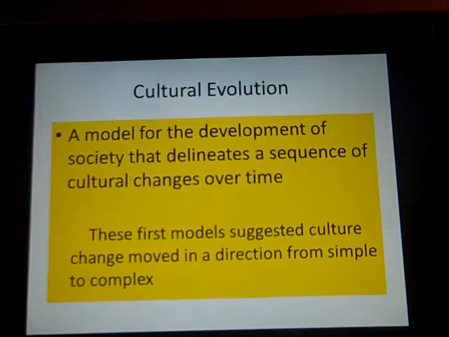But cultural evolution. This is a model for the development of society that delineates a sequence of cultural changes over time. These first models suggested that culture change moved in a direction from simple to more complex. So the idea is that culture starts off very simple, moving into more modern types of societies like we live in today, being much more complex.